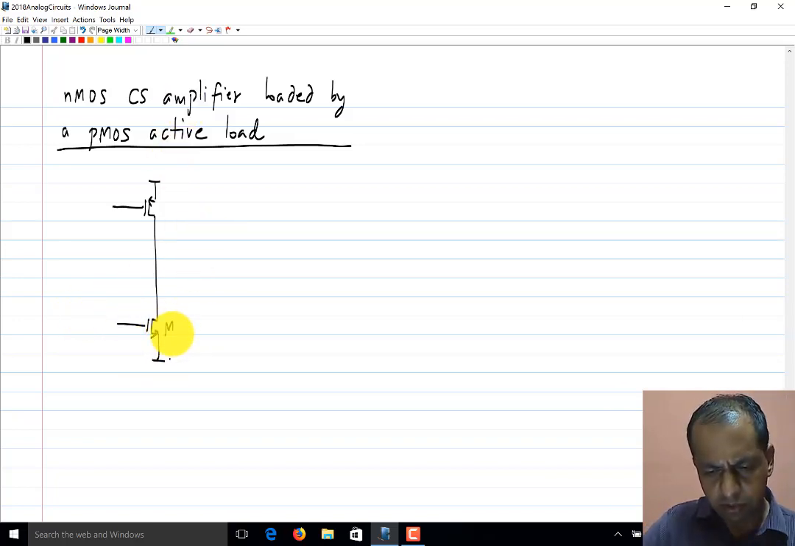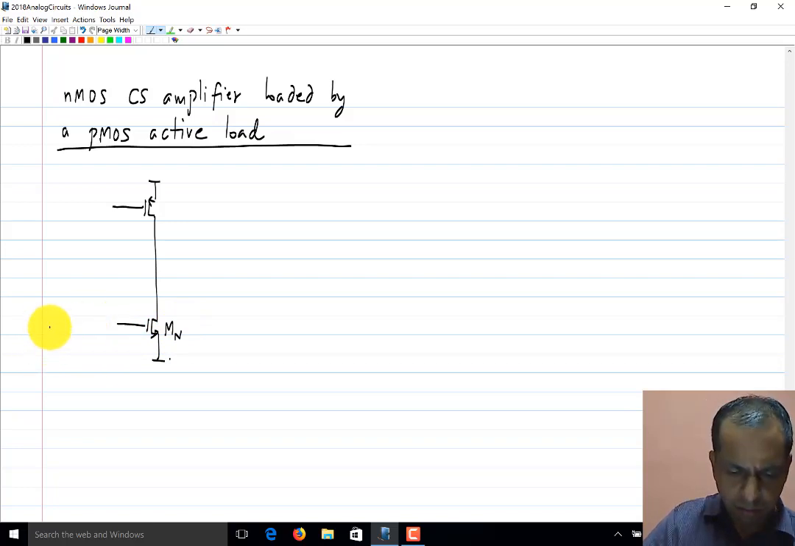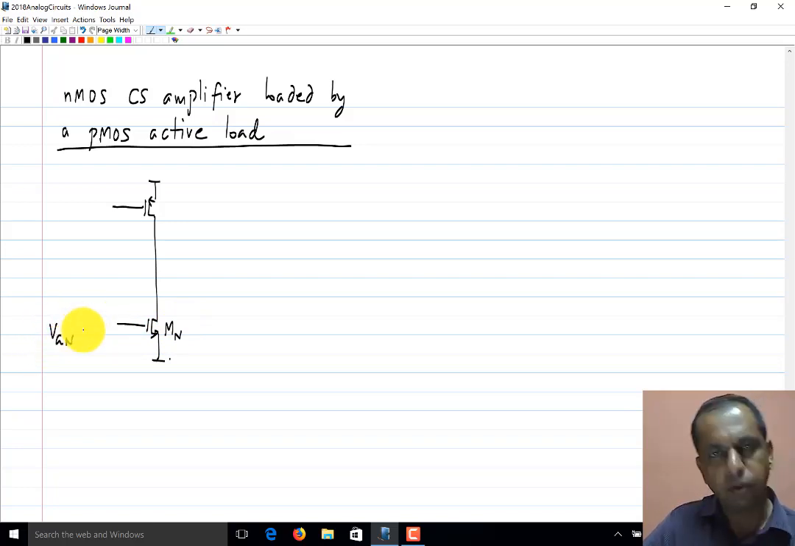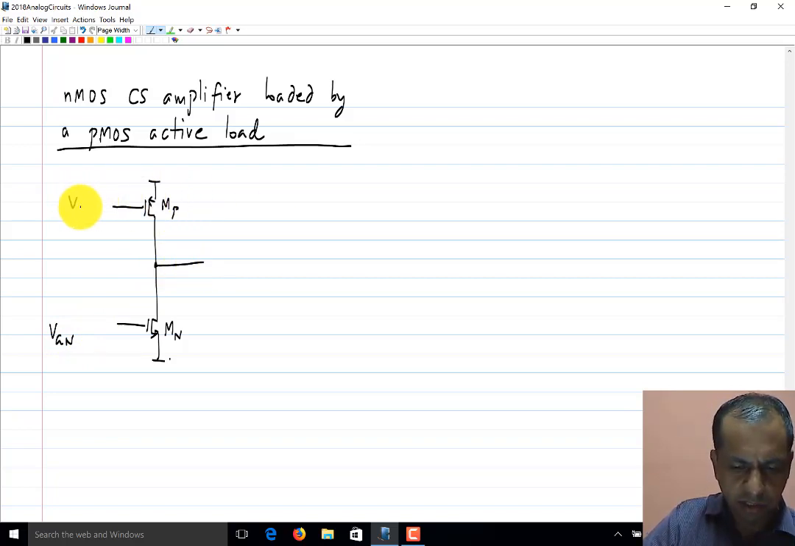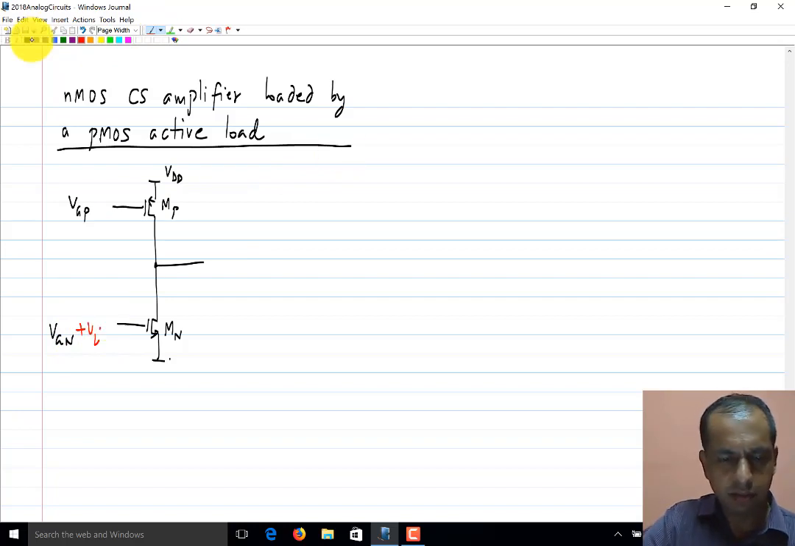So we have an NMOS transistor Mn biased at a gate voltage VGN and a PMOS transistor MP biased at a gate voltage VGP. The supply voltage is VDD. And to the NMOS transistor, we apply an incremental voltage Vi. At the output, the operating point voltage is VO bias and there is an increment of VO.